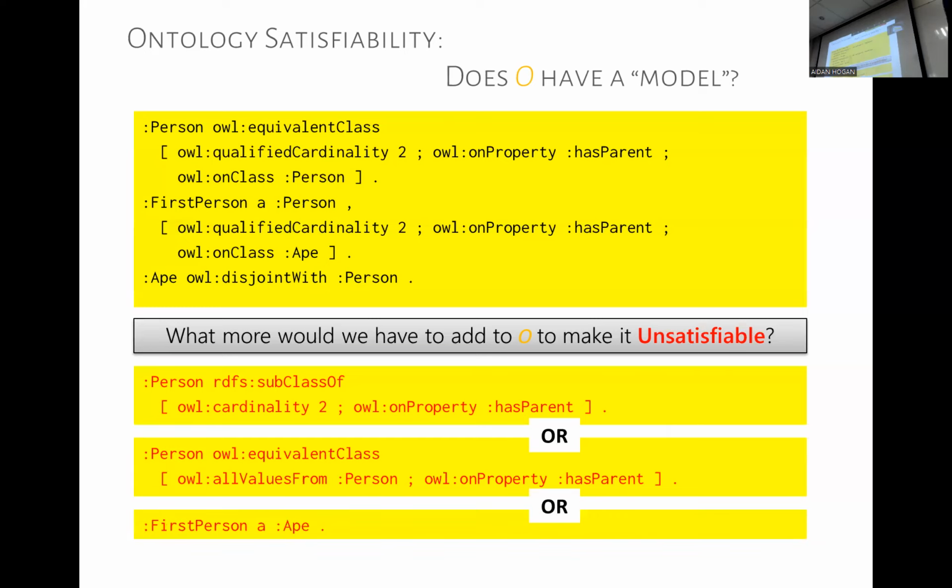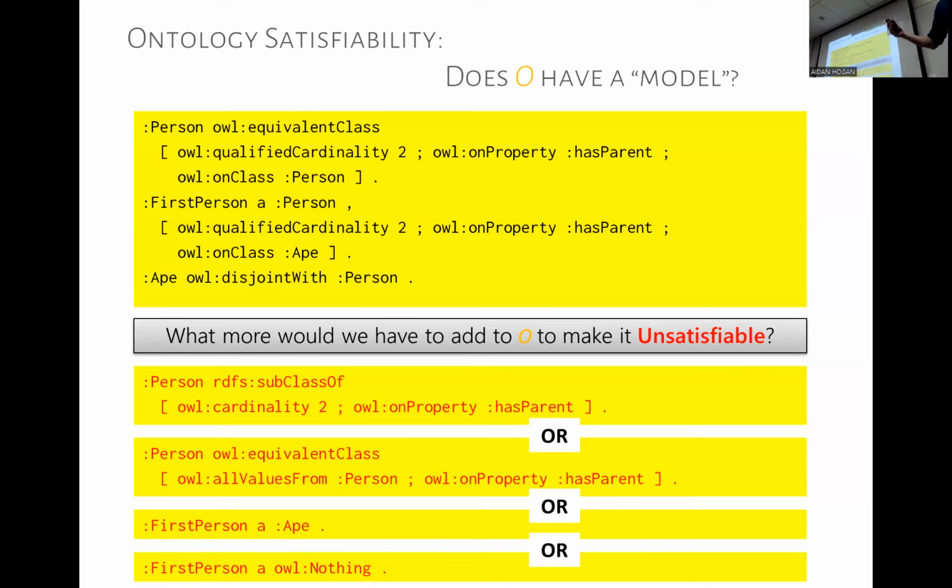Or we could say that first person is an ape, because if ape and person are disjoint, then saying first person is an ape, or first person is a person, would also make it unsatisfiable. We could say that first person is an instance of the class owl:Nothing, which is used for the empty class in OWL. All these sorts of things would make our ontology unsatisfiable, where it has no models.